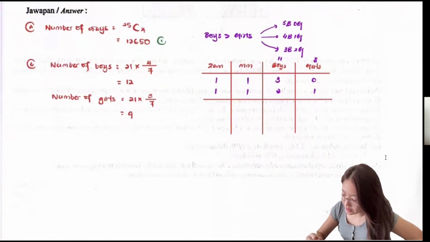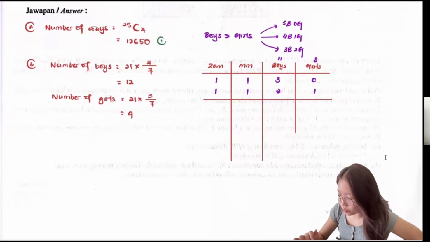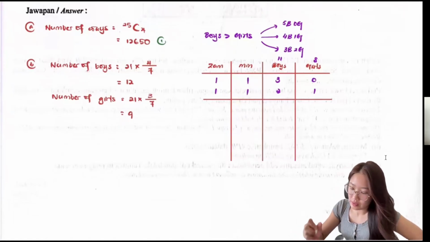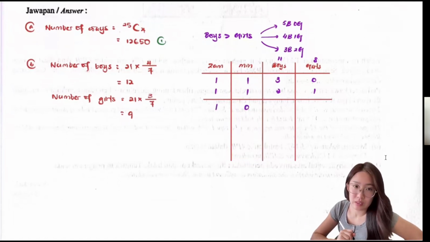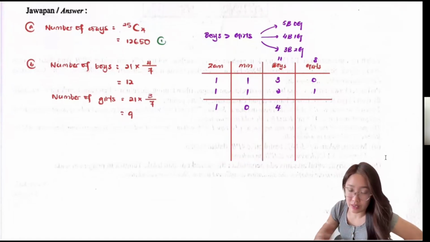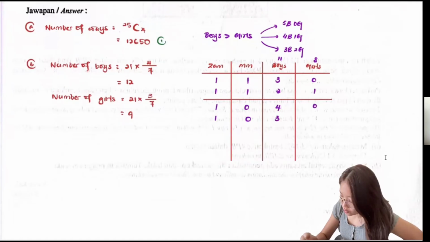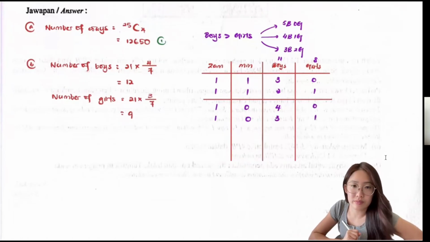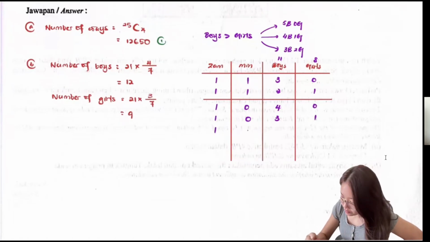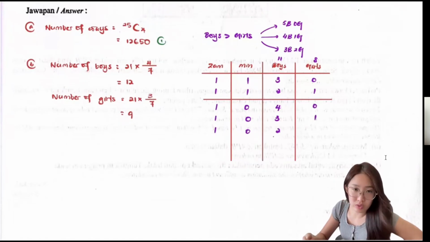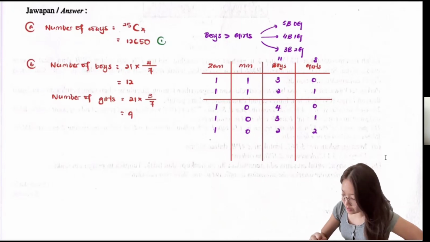All right, and then let's say I only include Zam, no Min. Boys, I can have 4 to make it 5. 0 goes. Zam is boy, and then no Min. I can have another 3 boys, another 1 girl. This is total 5. Include Zam, no Min. Boys, I make it to 3. If I have 3 boys, means I need another 2 girls. This is including Zam only.